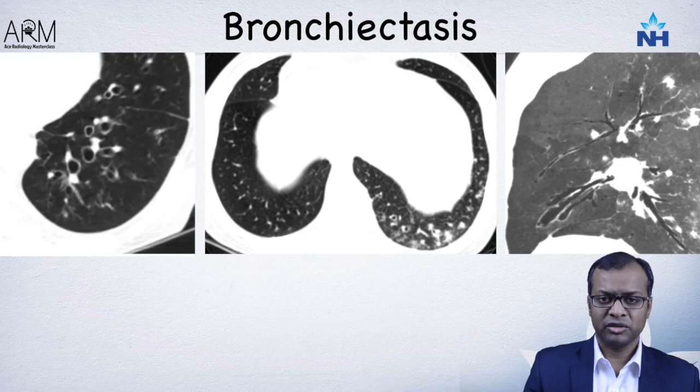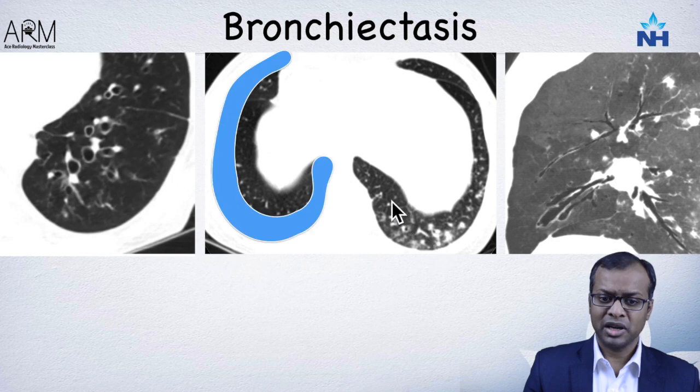A third feature of bronchiectasis is visibility of bronchi in the peripheral 2 centimeters of the lung. This part of the lung is somewhere you do not expect to see bronchi at all. When you start seeing bronchi in these areas, then bronchiectasis is suspected.